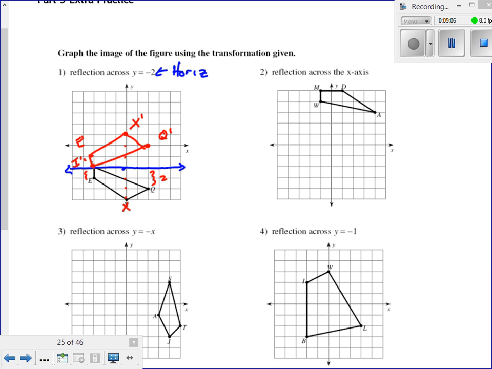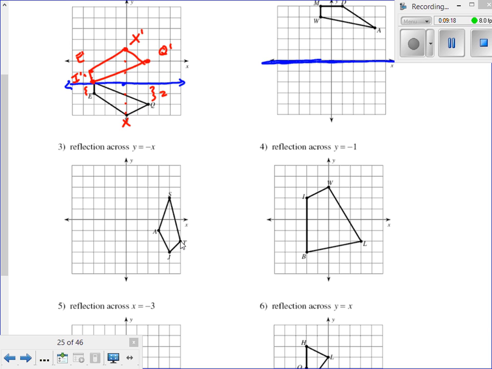The x-axis we've done a lot, but do keep in mind that the x-axis is this one right here. So we just got to figure out how far to the line and then how far below. Y equals negative x, as a reminder to you guys, y equals negative x is the diagonal line. It kind of goes downhill, if you want to think about that, right? It's a negative. So I'll finish this one really quickly for you.